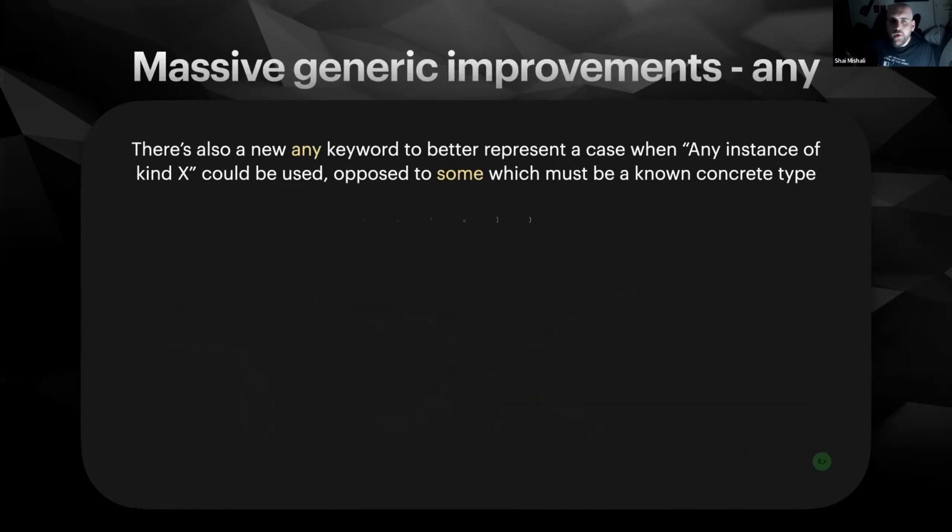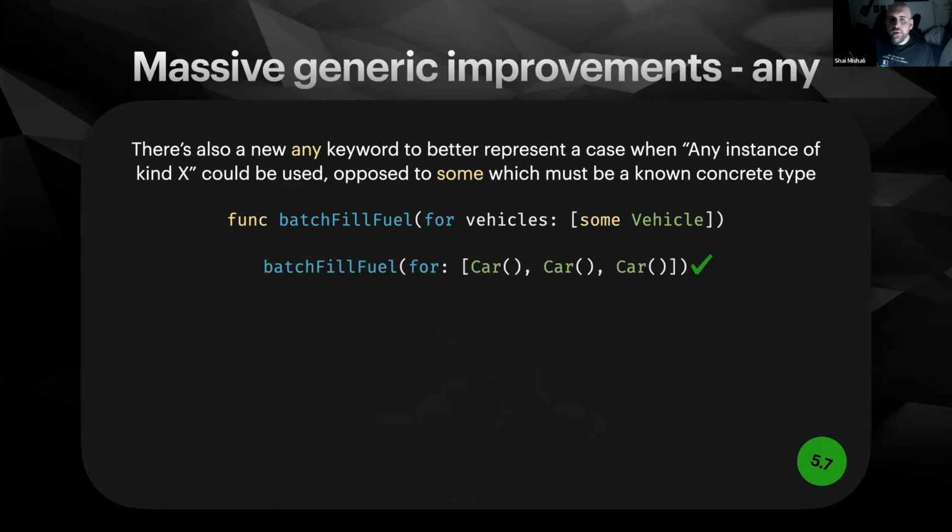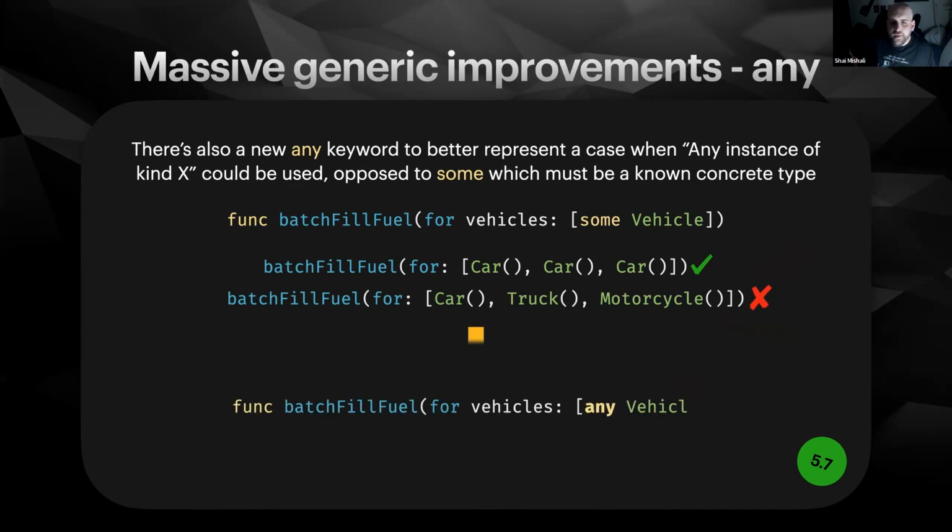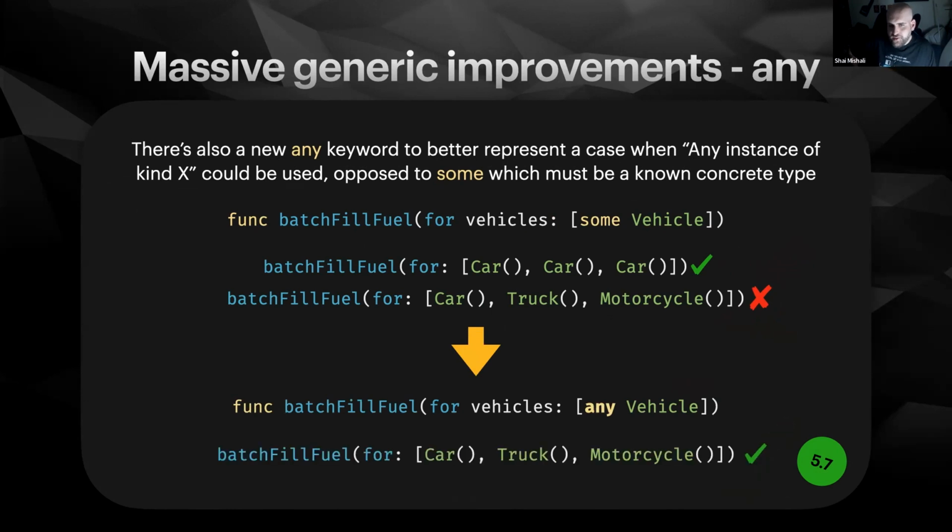There's also a new any keyword. If we look at some, it always refers to some specific concrete type. So we could pass 3 cars, but we can't pass 3 different vehicles. If you want to pass 3 different vehicles, we could accept an array of any vehicle, and then this code works. That's the difference between some and any.